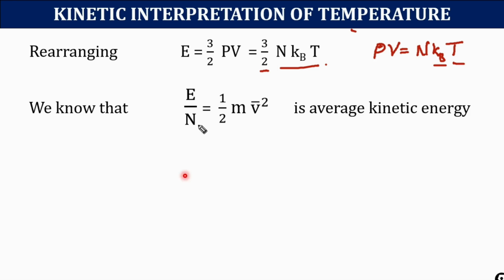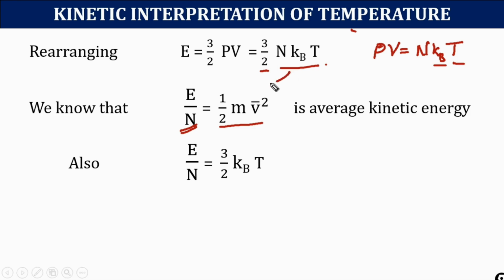We already know that the average kinetic energy is the total energy divided by the number of molecules present. E by N is equal to half m v bar square. And also, if we rearrange this equation to get the average kinetic energy, we will get average kinetic energy is equal to 3 by 2 k_B T. Look, the first equation is obtained from the definition, and the second equation for the average kinetic energy is obtained from the above equation.